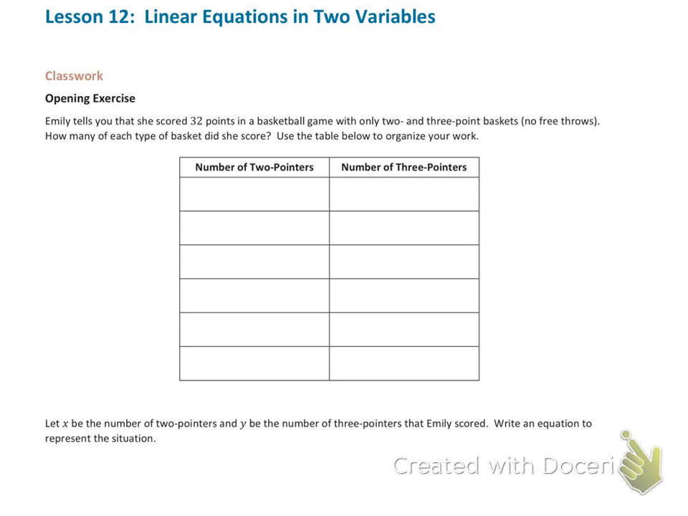This opening exercise asks you to come up with some combinations of ways that Emily scored points in a basketball game. So she tells you that she scored 32 points in the basketball game, with only 2 and 3 point baskets, no free throws, so no 1-pointers. How many of each type of basket did she score? And we're going to use this table to organize the work. So I want you to pause the video and work on that. I'll do one example just to get you started so you see what we're talking about here.